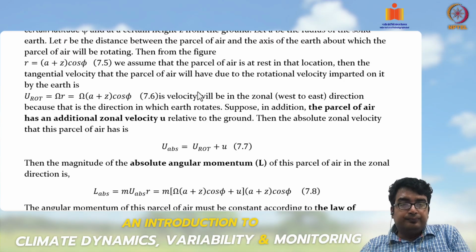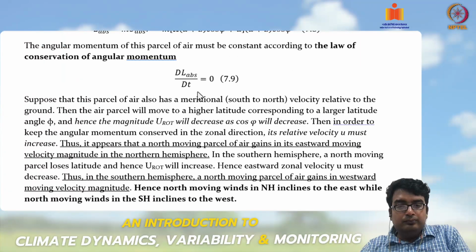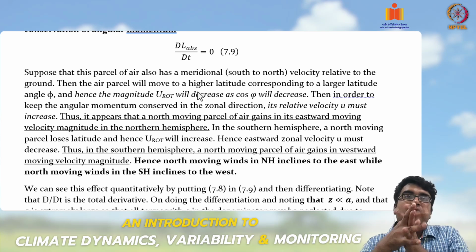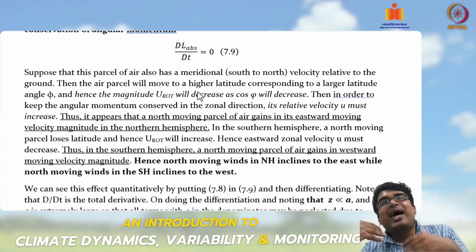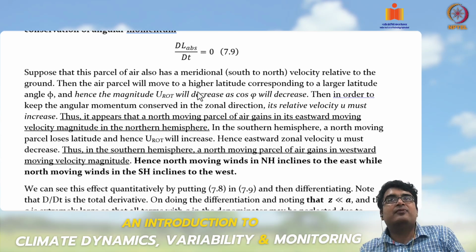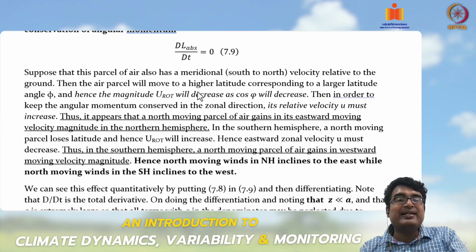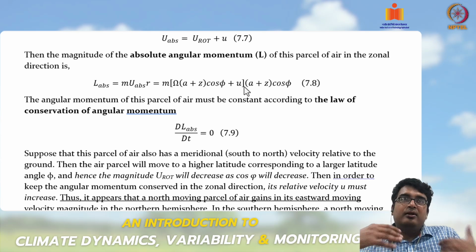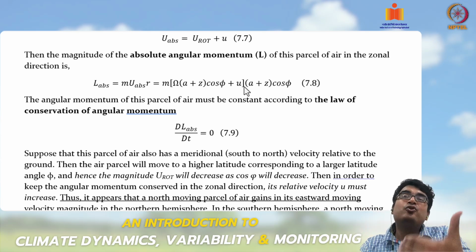Now, in the southern hemisphere, the case is reversed. You have a north moving parcel in the southern hemisphere. As it moves north in the southern hemisphere, its latitude angle is decreasing. So phi is decreasing, so cos phi is going to increase. Hence, to balance the angular momentum, its zonal velocity must be decreasing. So what is zonal velocity here? The positive zonal velocity is west to east.